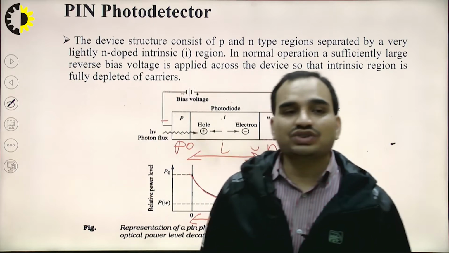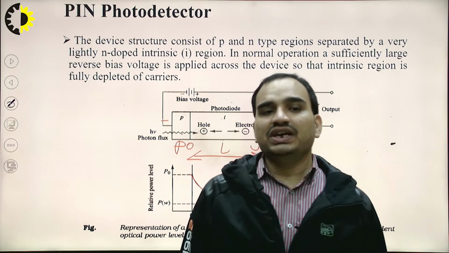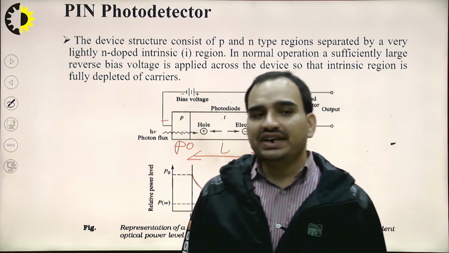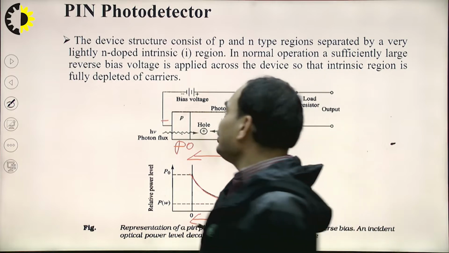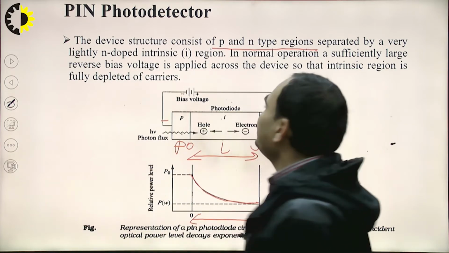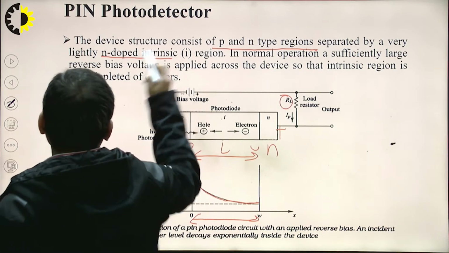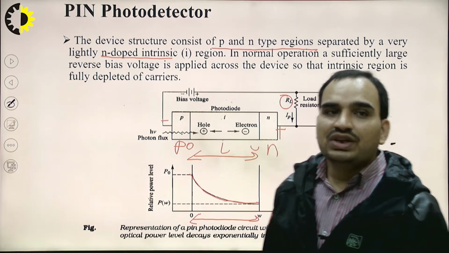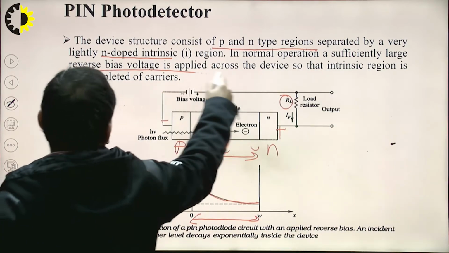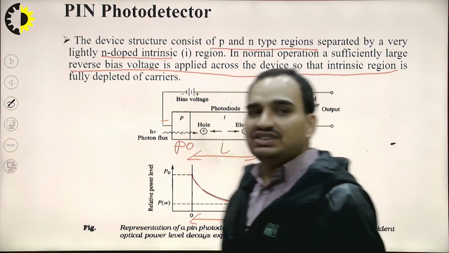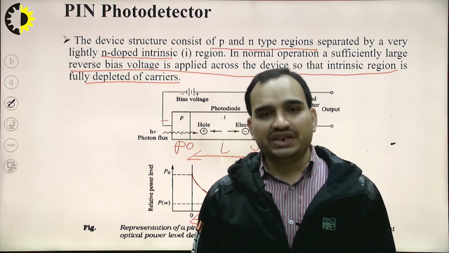This figure shows the representation of a PIN photodiode circuit with an applied reverse bias. The incident optical power level decays exponentially inside the device. The device structure consists of P-type and N-type regions separated by a very lightly doped N-type or N-doped intrinsic region, the I region. In normal operation, a sufficiently large reverse bias voltage is applied across the device so that the intrinsic region is fully depleted of carriers. This is the basic working which we have already discussed.